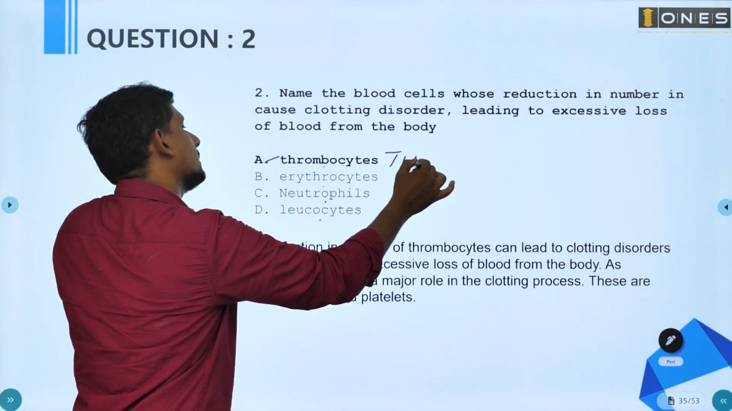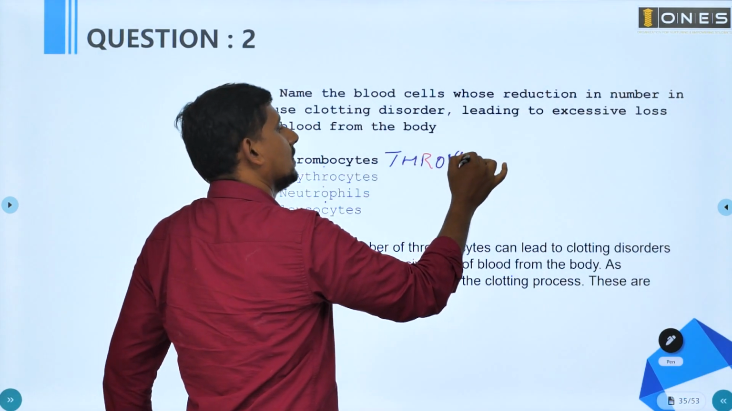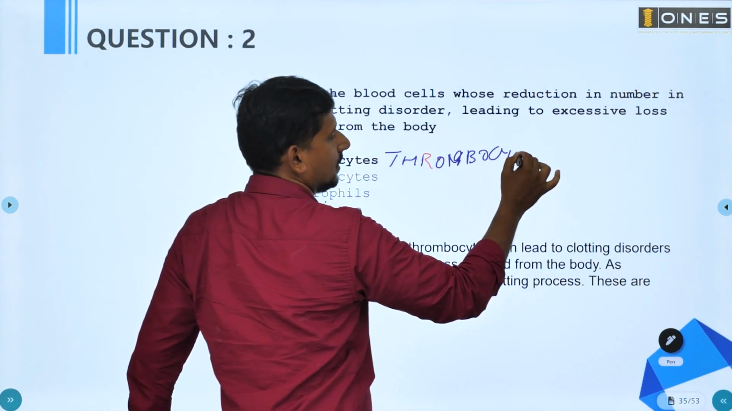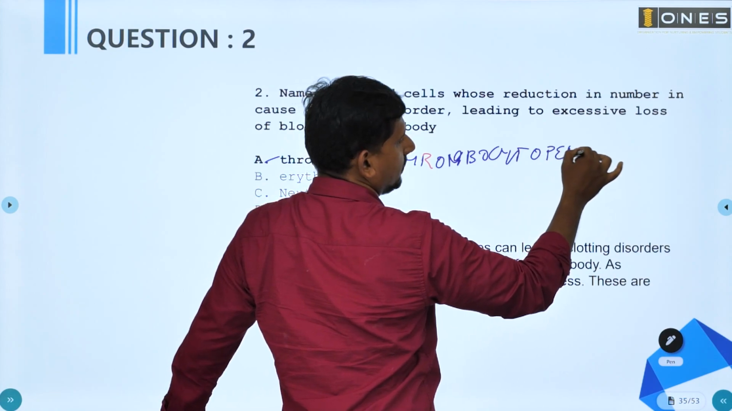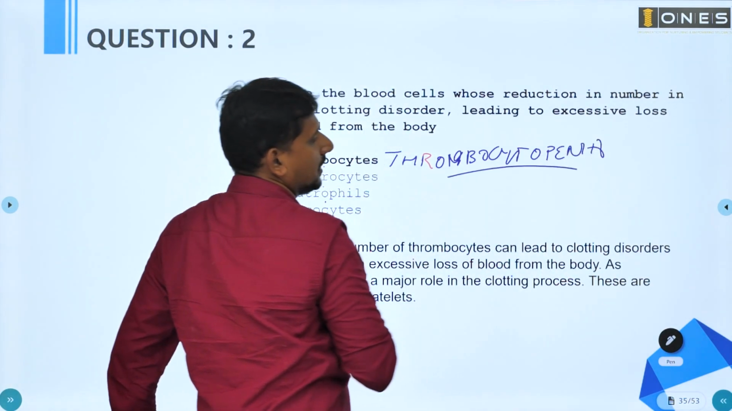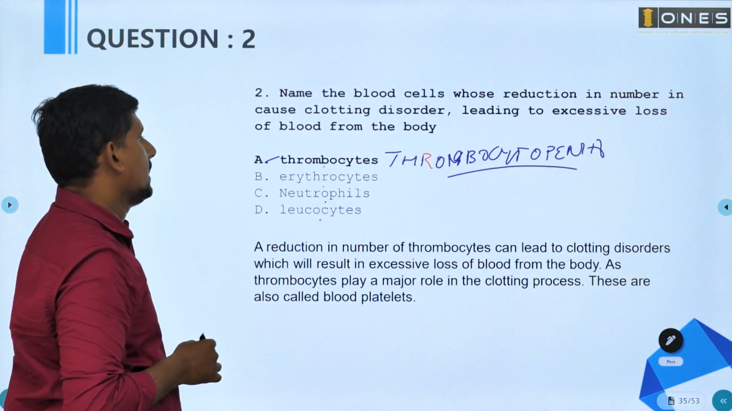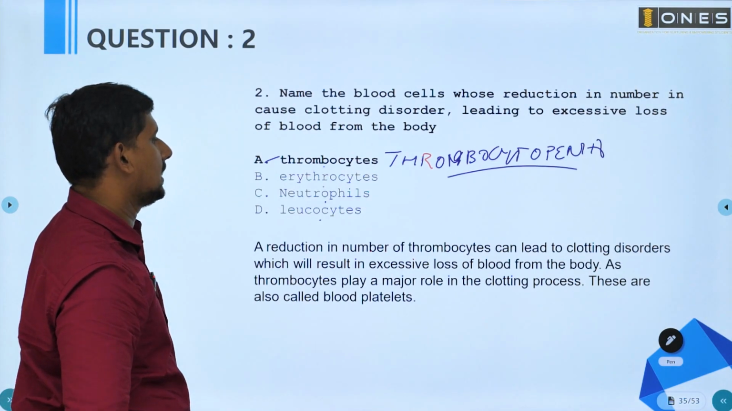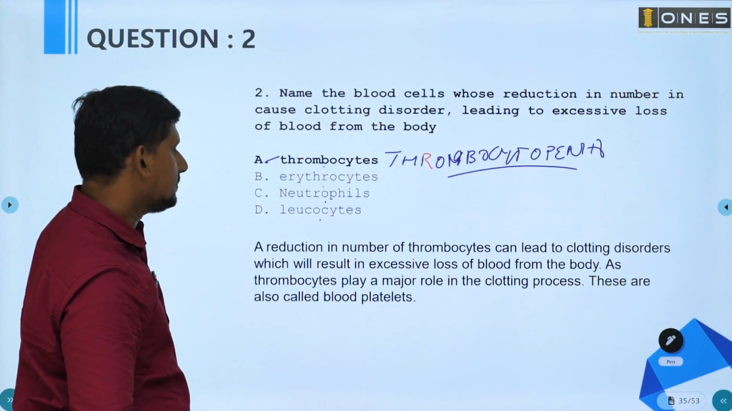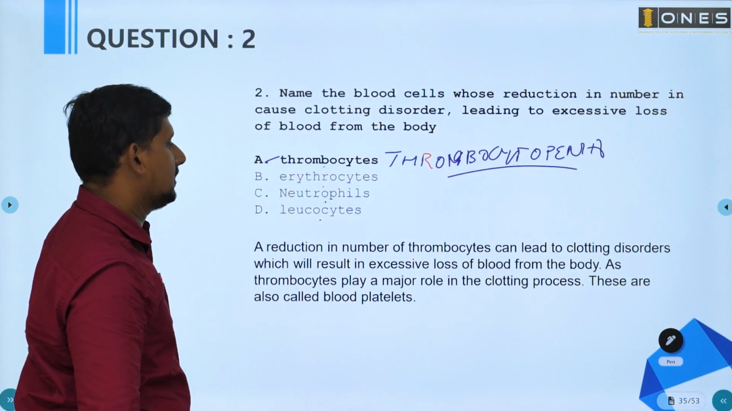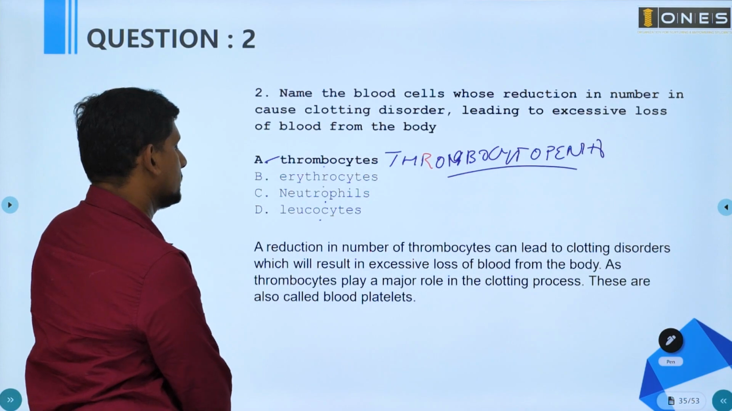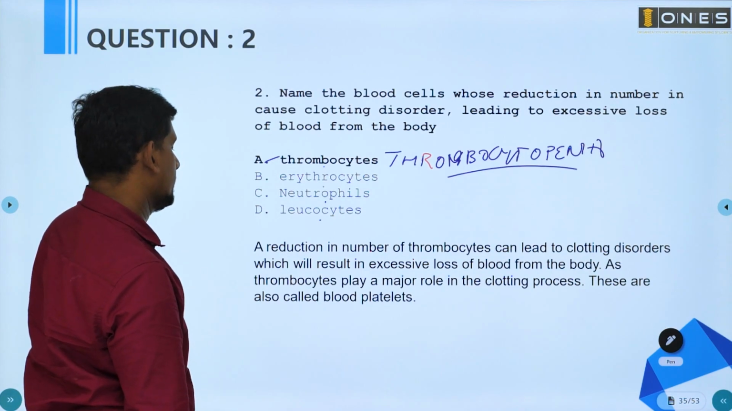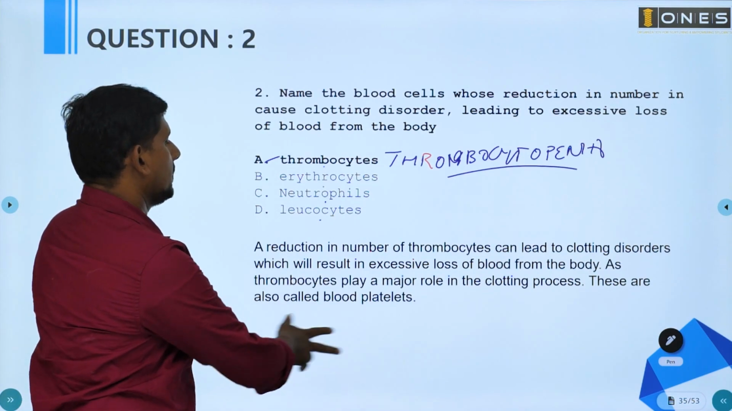So we have a condition called thrombocytopenia, which we have discussed during anemia. A reduction in the number of thrombocytes can lead to a clotting disorder which will result in excessive loss of blood from the body, as thrombocytes play a major role in the clotting process. These are also called blood platelets.